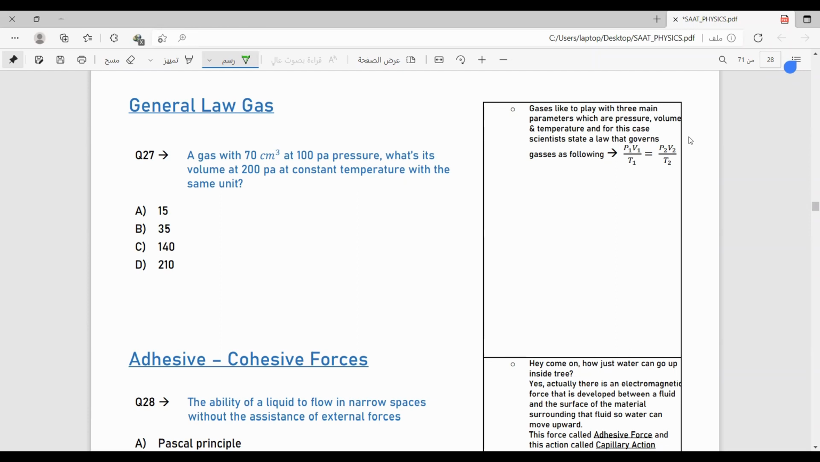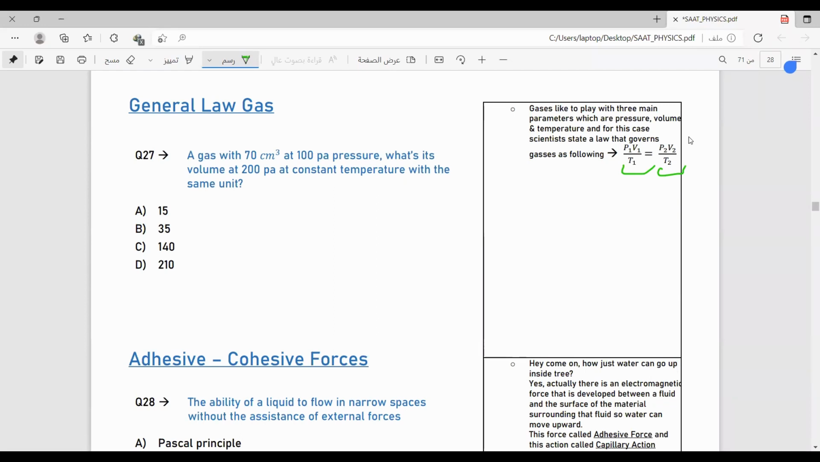Because it is the same gas, and only if you change the volume or pressure from this side to the other, and you have one unknown, for example temperature, you can find the temperature here. So this is the first situation of the gas and this is the second situation of the gas. So you take the given data, make a substitution here, and then you can find the unknown. That's it. A gas with 70 centimeter cubed at 100 Pascal pressure. What is its volume at 200 Pascal at constant temperature, with the same units?